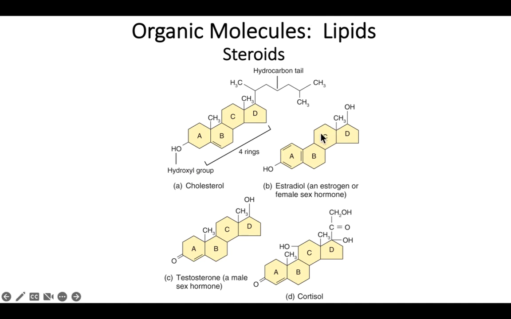Steroids are hormones. Estrogen is a steroid, testosterone is a steroid, cortisol is a steroid. These are all functioning as steroid hormones in the human body. They're all derivatives, meaning they're made from cholesterol. Cholesterol is also the same steroid structure. Notice this A, B, C, D portion here, the 4 rings. Very similar in all of these molecules. That's what makes them considered to be a steroid.